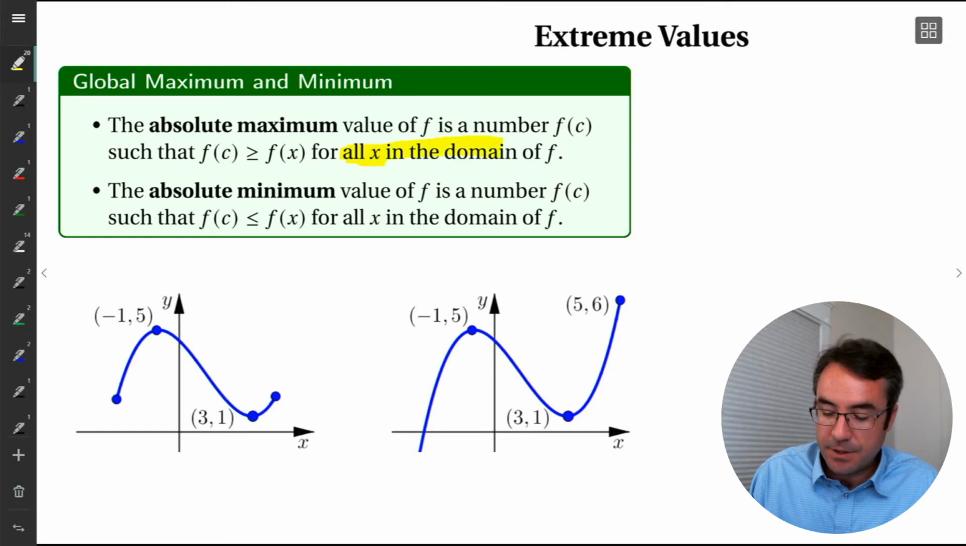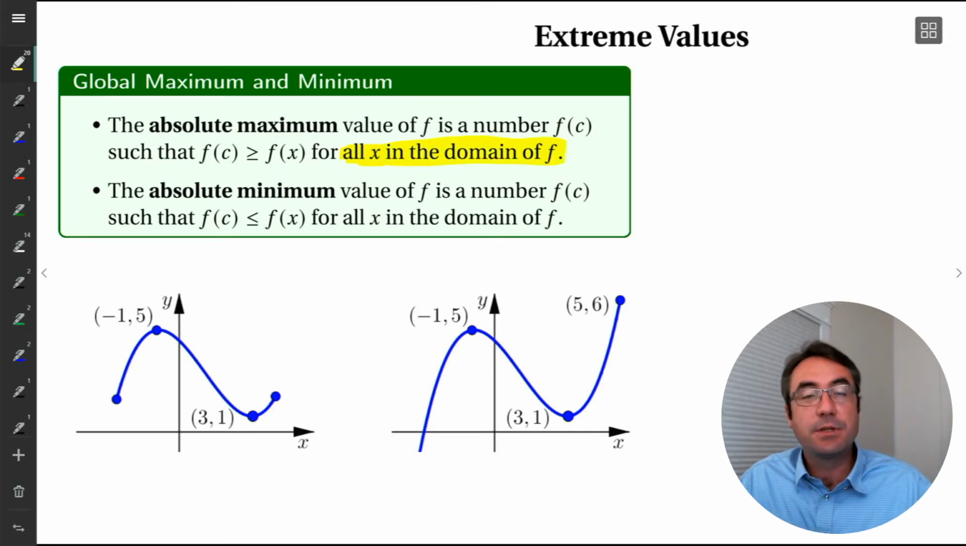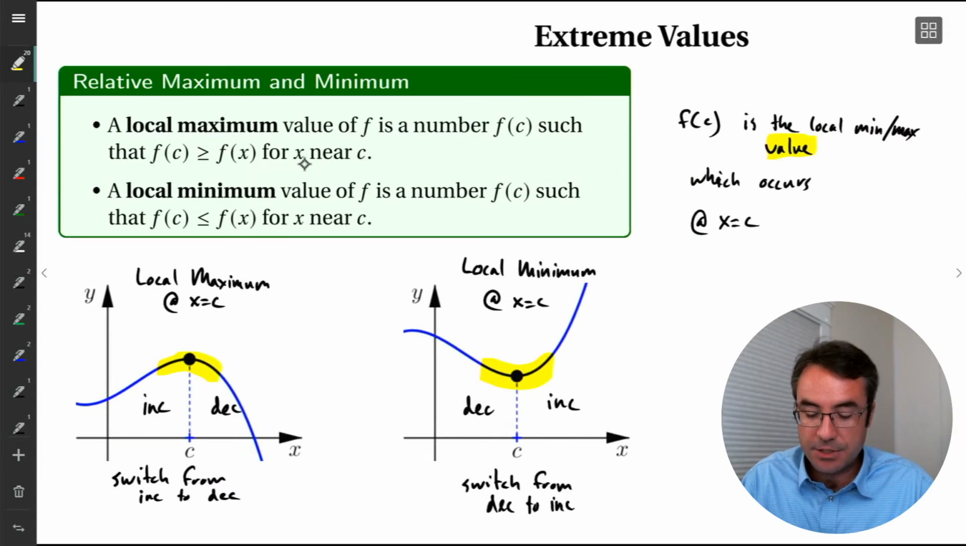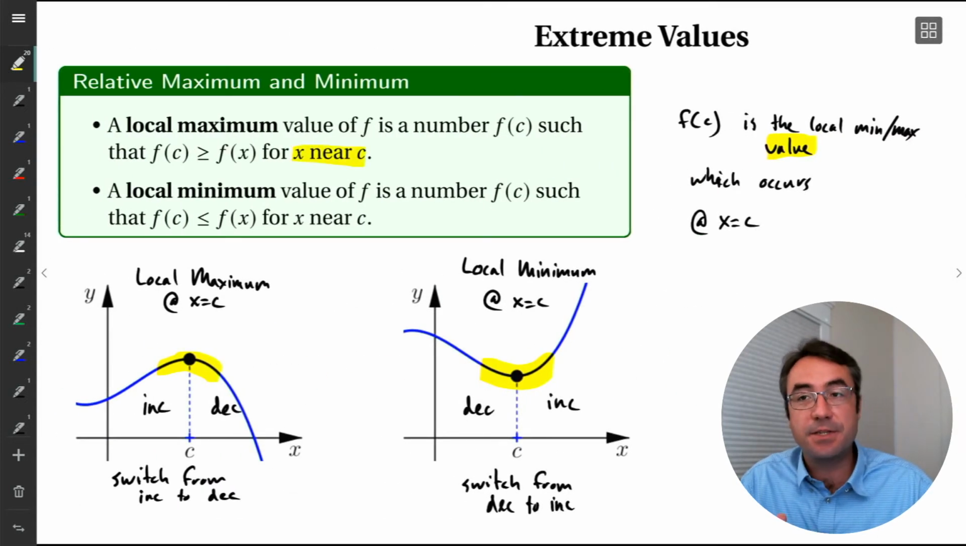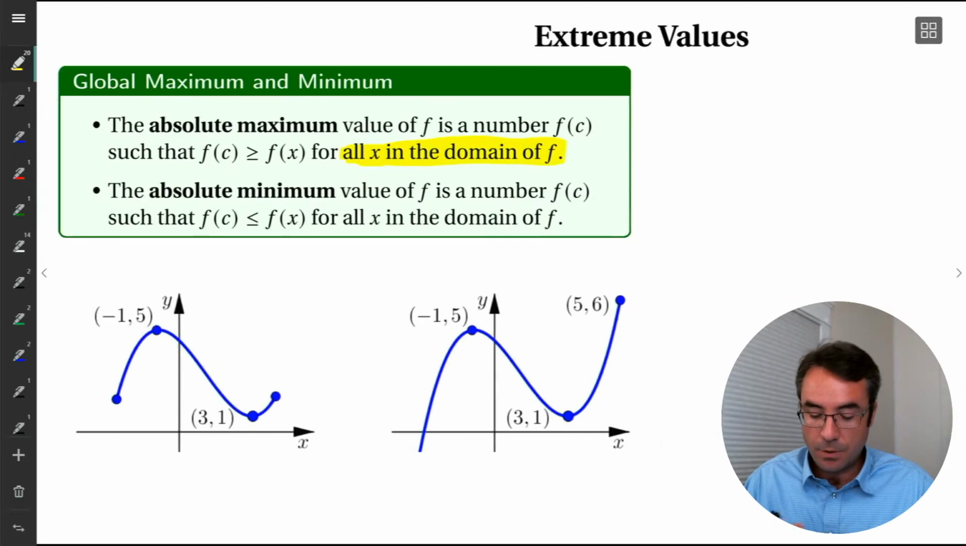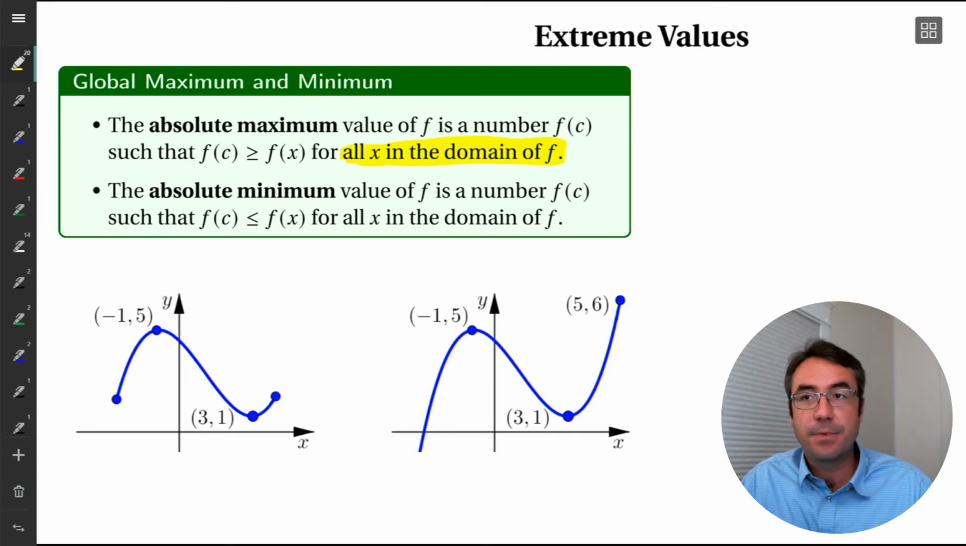So the difference here is between absolute maximum and local maximum. Local max just had to deal with x near c. So we just found this little interval surrounding x equals c, and it was the high point there. But now with absolute maximum, we're extending through the entire domain of our function. And so the absolute maximum is the absolute largest value that our function ever takes on.